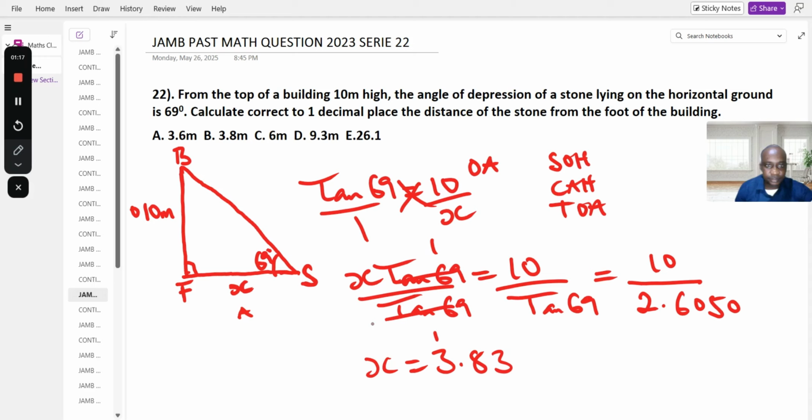Now the question says calculate correct to one decimal place. Therefore, our final answer is going to be what? 3.8 meter. Do you have 3.8 meter there? Yes. B. Our final answer is B. Let's move to the next question.